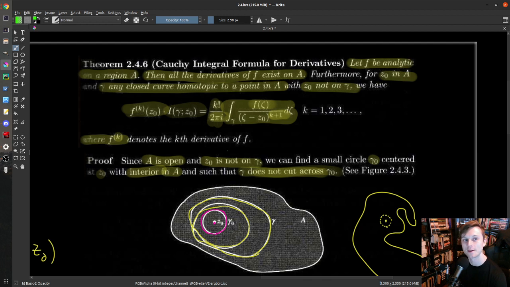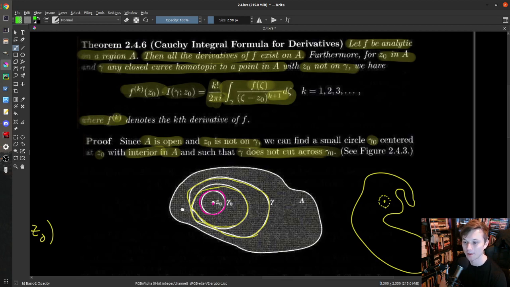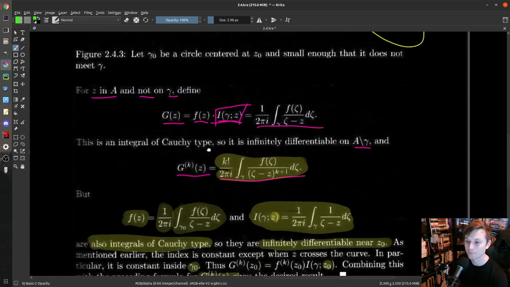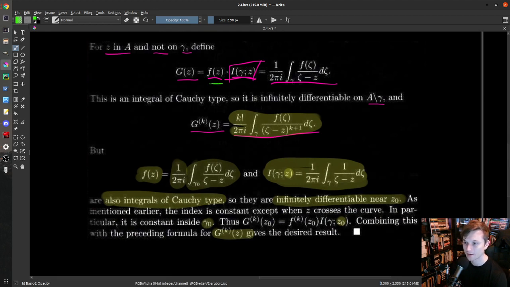So we were rushing through this right at the end of class. I wanted to say a little bit more about it just in case anyone felt a little weird about the proof. Basically, in a nutshell, we spent some more time on it last time, but in the simplest way, all you have to do is define a function g of z as f of z times the index of gamma with respect to z. Then you use the fact that I can represent f of z in terms of this integral form. Hey, that's an integral of Cauchy type, so it's infinitely differentiable. And then I get that the derivatives of g are like this. But g is defined in terms of f and this index.